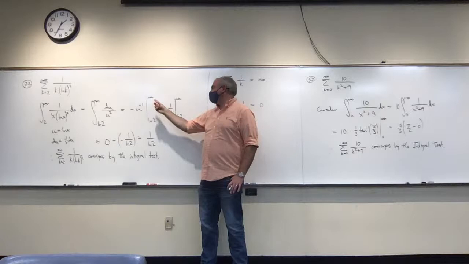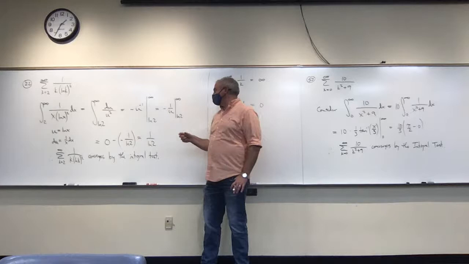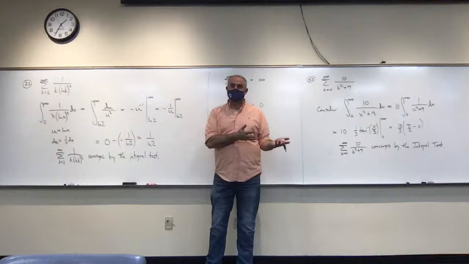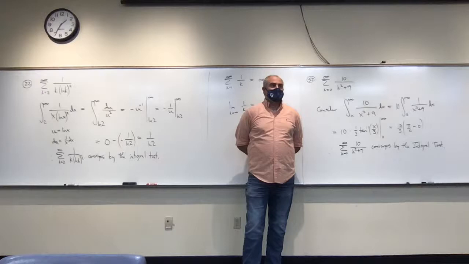If you understand that when I'm doing this, I'm actually taking the limit as b goes to infinity of negative b to the negative 1, and that just happens to be 0, that's fine. Then you don't have to take the limit every time. Obviously, in the section where we're learning about that, we should use the limit just to understand. But now I'm fine with you just doing it this way. Any other questions?